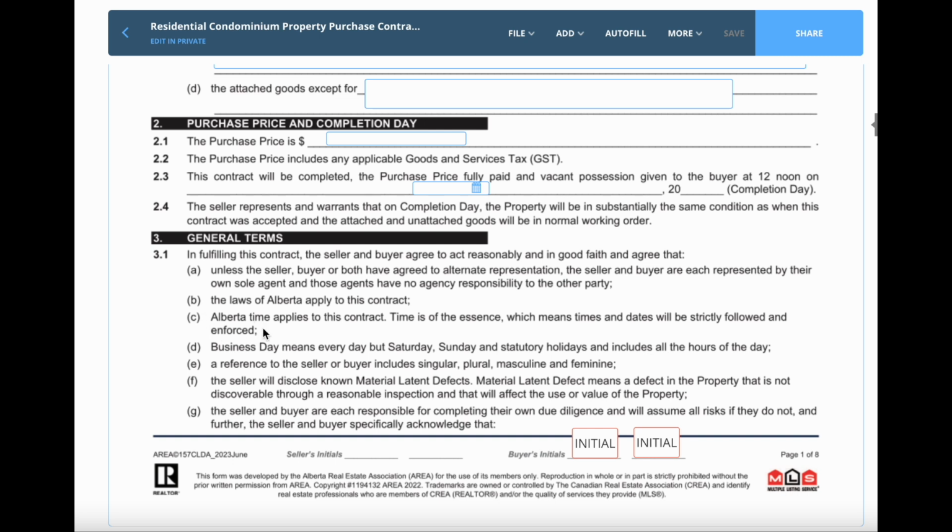Alberta time applies, so if somebody is buying from Vancouver, possibly, or from another part of the city, from Ontario, if it says 9 p.m. on this contract, it is 9 p.m. in Alberta. Business days, of course.